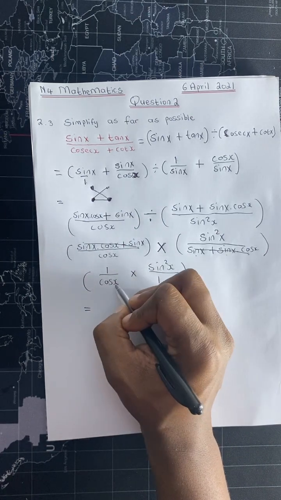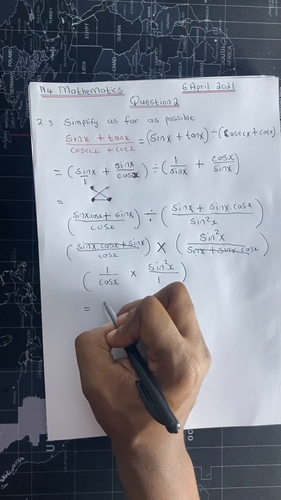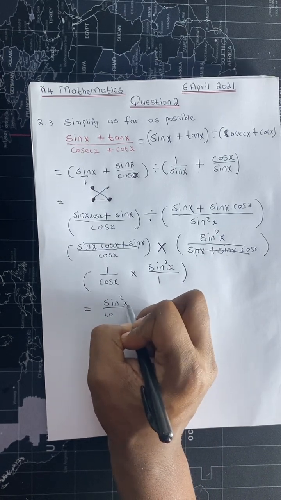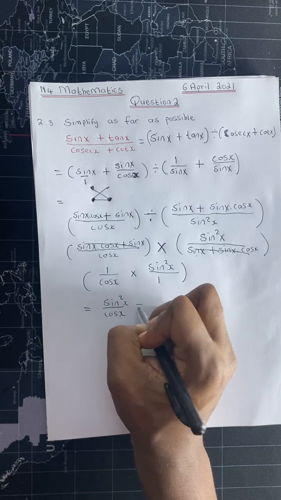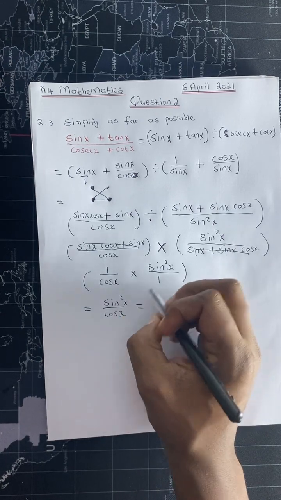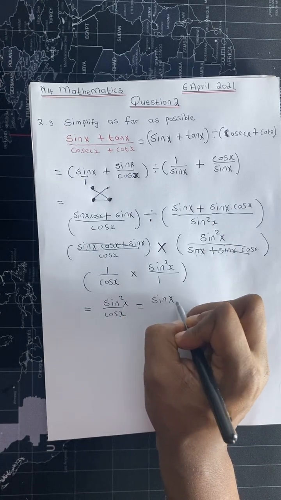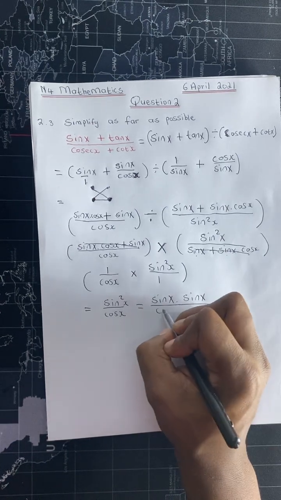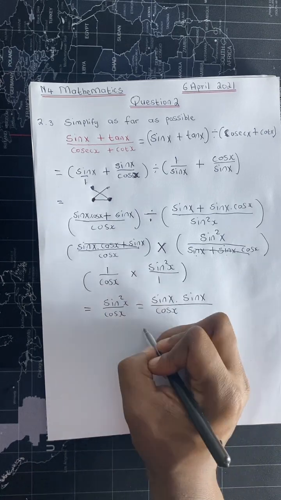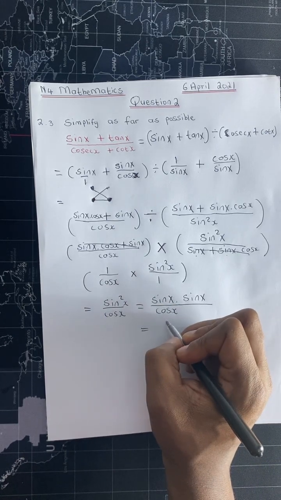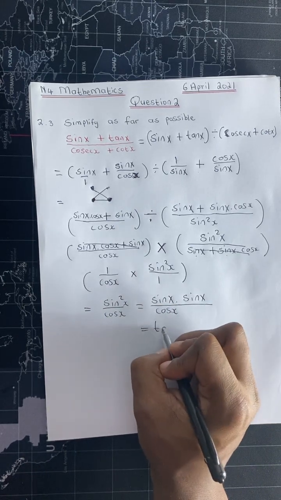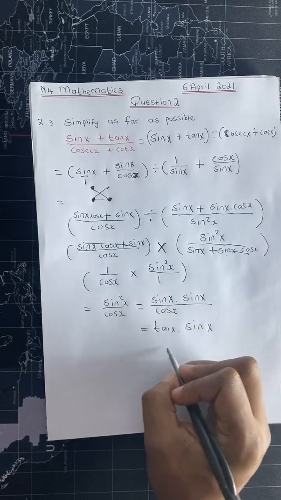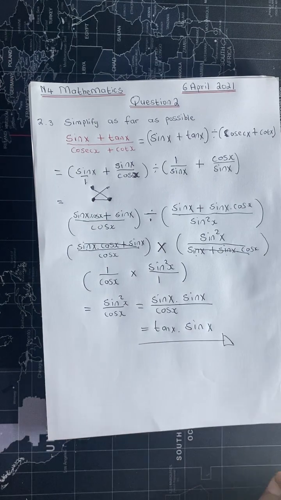Sin squared x divided by cos x, and we know, so we can break down the sin squared x as sin x multiplied by sin x over cos x. And we know that sin x over cos x is equals to tan x. So this will be equals to tan x multiplied by that sin x, and we have simplified this as far as possible.